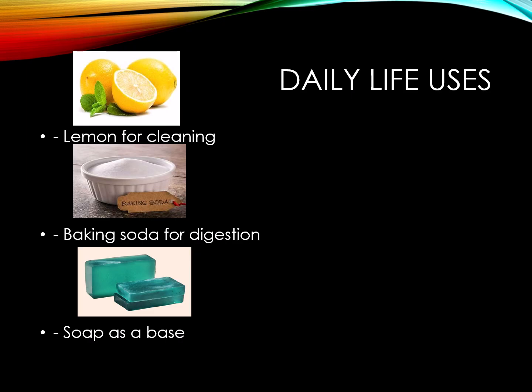Now, last one, but very important: in our daily life, how are acidic substances and basic substances useful for us? So lemon for cleaning, baking soda for digestion, and soap as a base. These are three substances which we use in our daily life every day: lemon to clean utensils, baking soda for digestion, and soap for bathing and cleaning clothes.